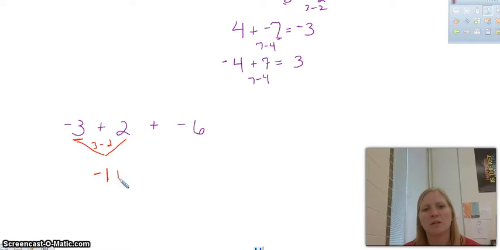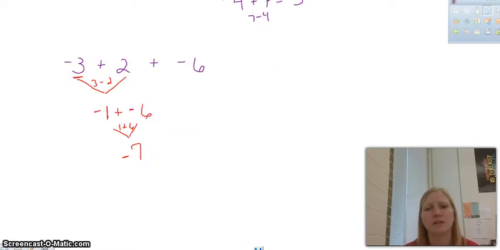So -1 plus -6. 2 negatives. So when there's 2 negatives, we add. 1 plus 6 is 7. So -7 is my answer. You can add lots of numbers. You can add 100 numbers if you want, but you just have to do them in steps. So let's try one more.